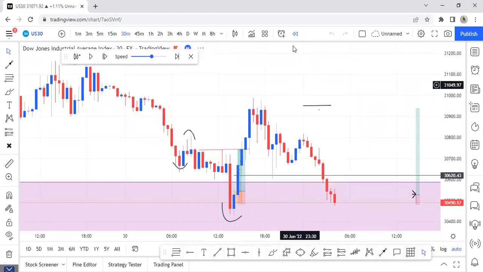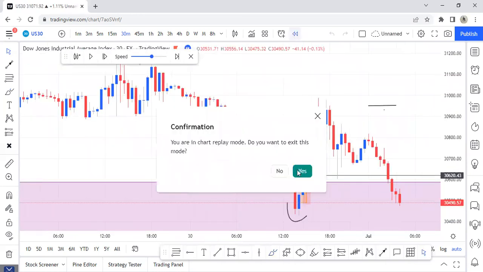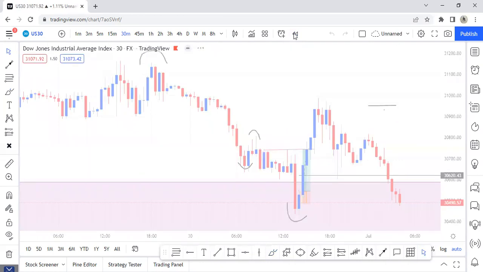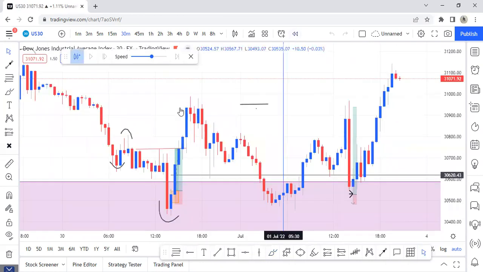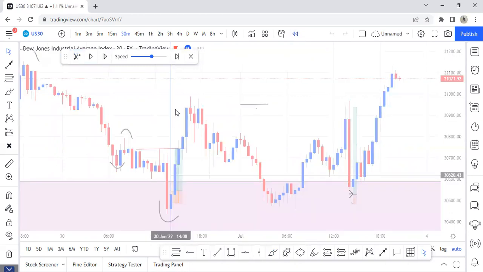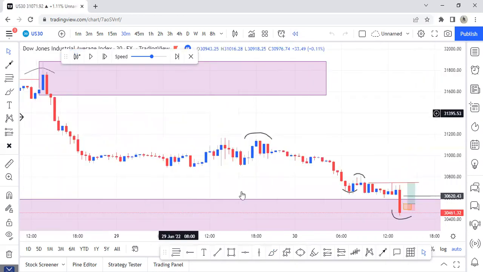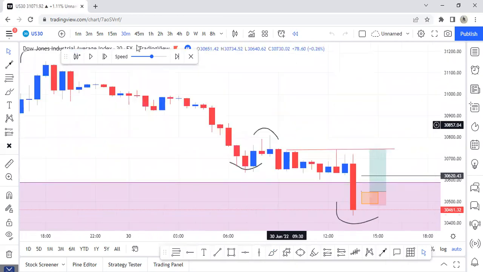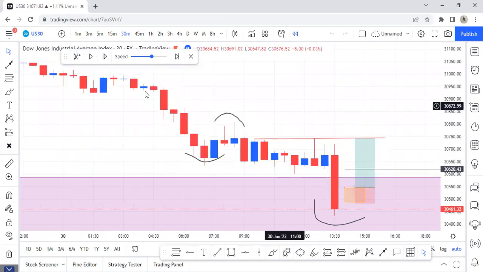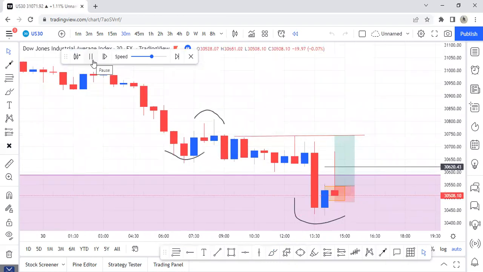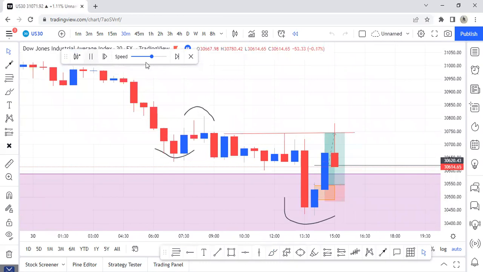All right, so let's replay. Let's replay from here. All right, so let's see how I caught that first buy. When I was looking at this, there was no confirmation yet. So let's play the next candle. All right, so we're trying to see how I caught that buy. Okay, right. So let's go to the 5 minutes time frame now.